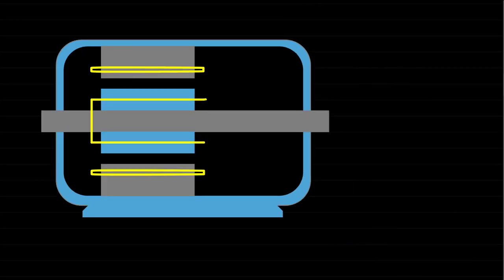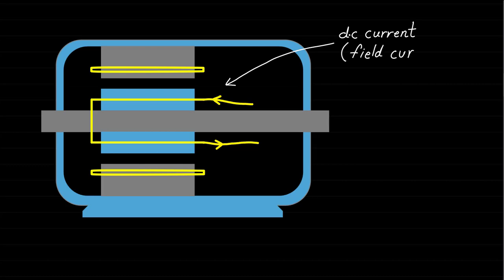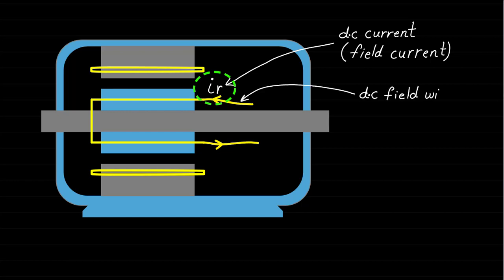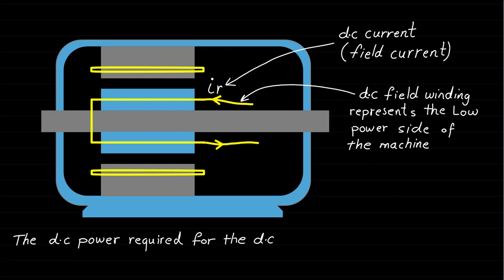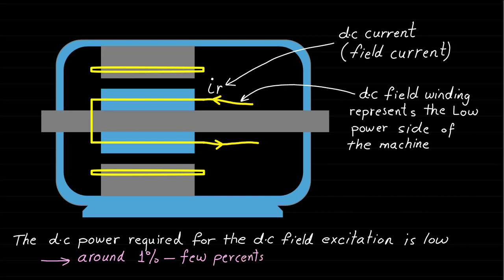The DC current flowing through the DC winding of the rotor is called field current and can be denoted by IR. The DC field winding represents the low power side of the machine. Basically, the DC power required for the DC field excitation is low, and it is only around 1% or a few percent of the main power rating of the synchronous machine.